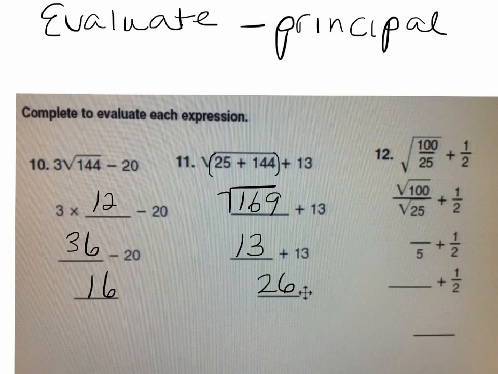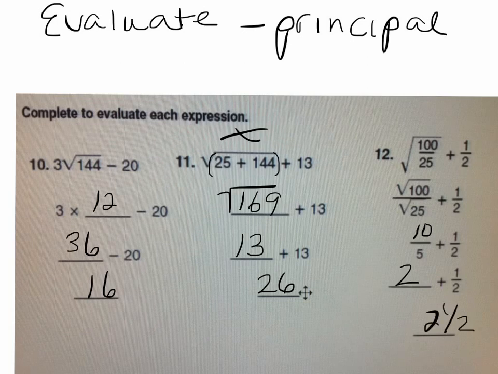All right, let's take a look at 12. That one's a little different. We're taking the square root of 100 over 25. The square root of 100 divided by 25. Well, when you have division, you can break up the square root into two parts. You can take the square root of 100 divided by the square root of 25. You can't do that with the addition, but you can do it with the division. So the square root of 100 is 10. The square root of 25 is 5. So 10 divided by 5 is 2, and 2 plus 1/2 is 2.5.